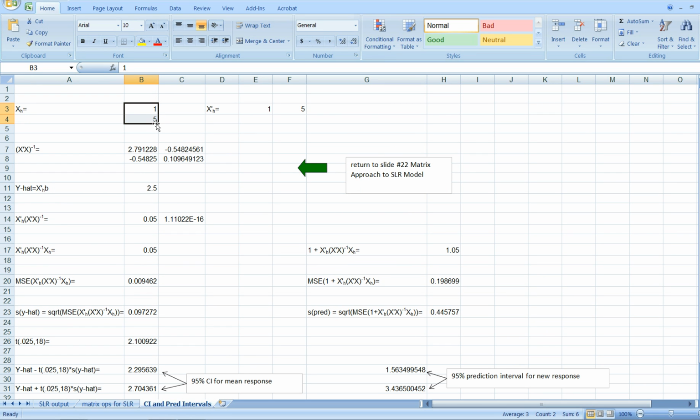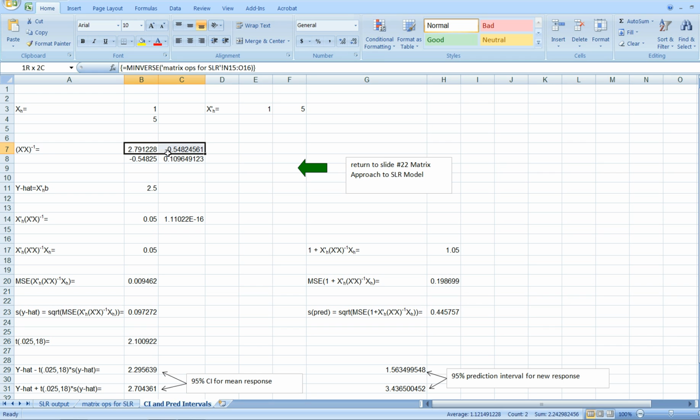And here's the value of X. X sub h in this case is 1, 5. X sub h transpose is the vector 1, 5, which is a 1 by 2 in this case. X transpose times X inverse, we can find that easy enough.